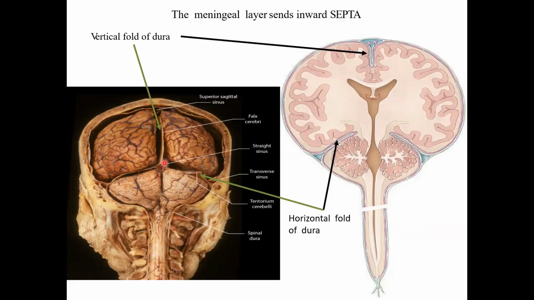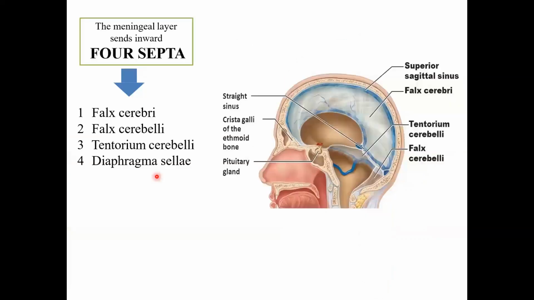These folds of the dura mater help in protection of the brain against various rotational injuries. And these folds are named according to the parts of the brain which they are separating or according to their shapes. There are a total of 4 folds of the dura mater, and always remember these folds are formed only by the meningeal layer of the dura mater.